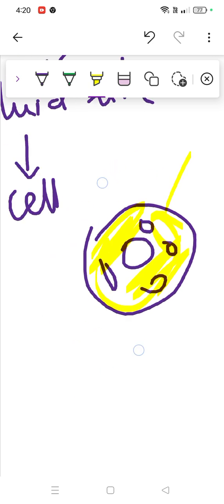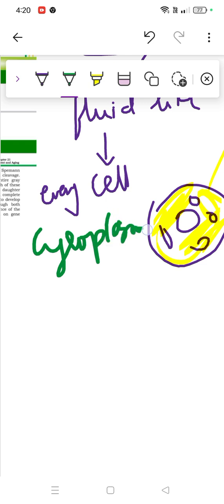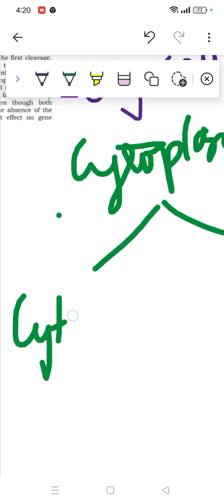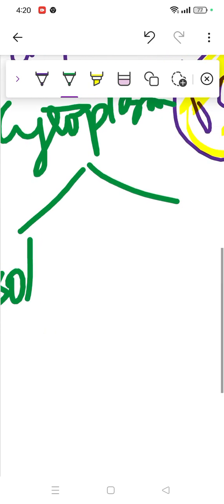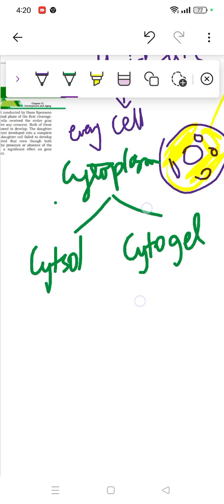Again, the cytoplasm is divided into two parts. Basically cytoplasm is not the topic, but before we continue you should know this. So cytoplasm has two parts, cytosol and cytogel. When it comes to cytosol, what are these and what does this concept mean? Remember these words: cyto is used because it's about cytoplasm, and gel and sol, what does this mean?